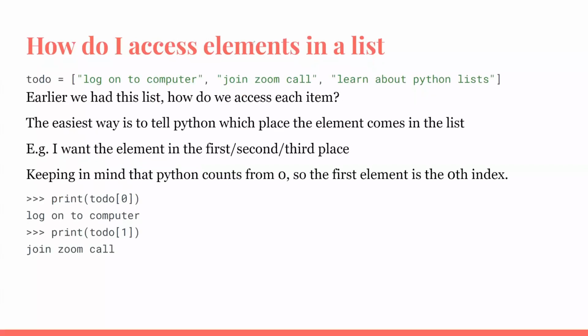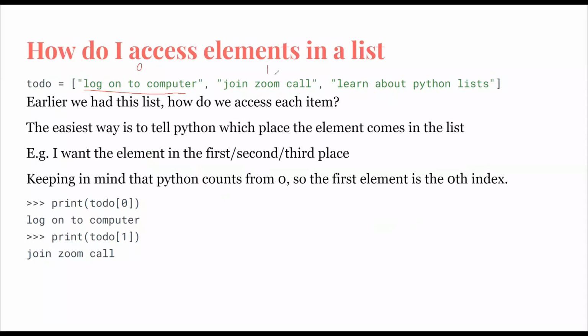How do we access elements in the list? It's the same thing as our string: indexing. So log on to computer in this case will be index 0, join Zoom call will be index 1, and learn about Python lists will be index 2.